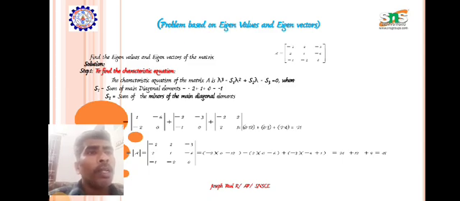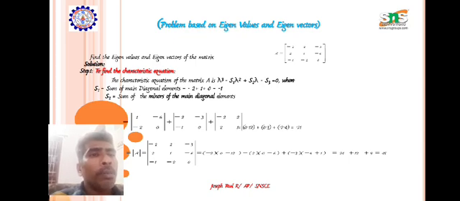The third diagonal element is 0. So the third row and third column will be eliminated, and its minor matrix is minus 2, 2, 1 and 2. By solving the determinants, we get the sum of the minors, S2, as minus 21.